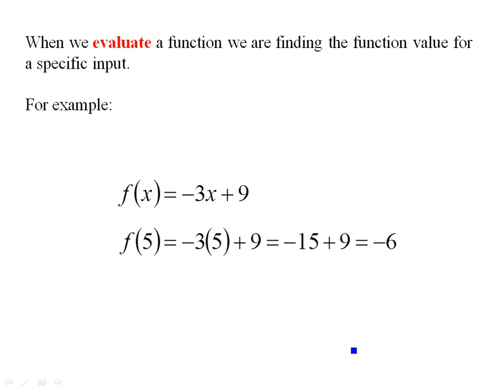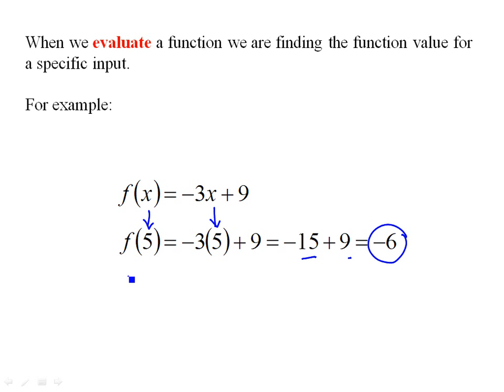So notice we have negative 3 times 5 now. It was x, but we're replacing all of the x's with a 5. Negative 3 times 5 is negative 15. Plus 9 will give you negative 6. So the answer is negative 6.